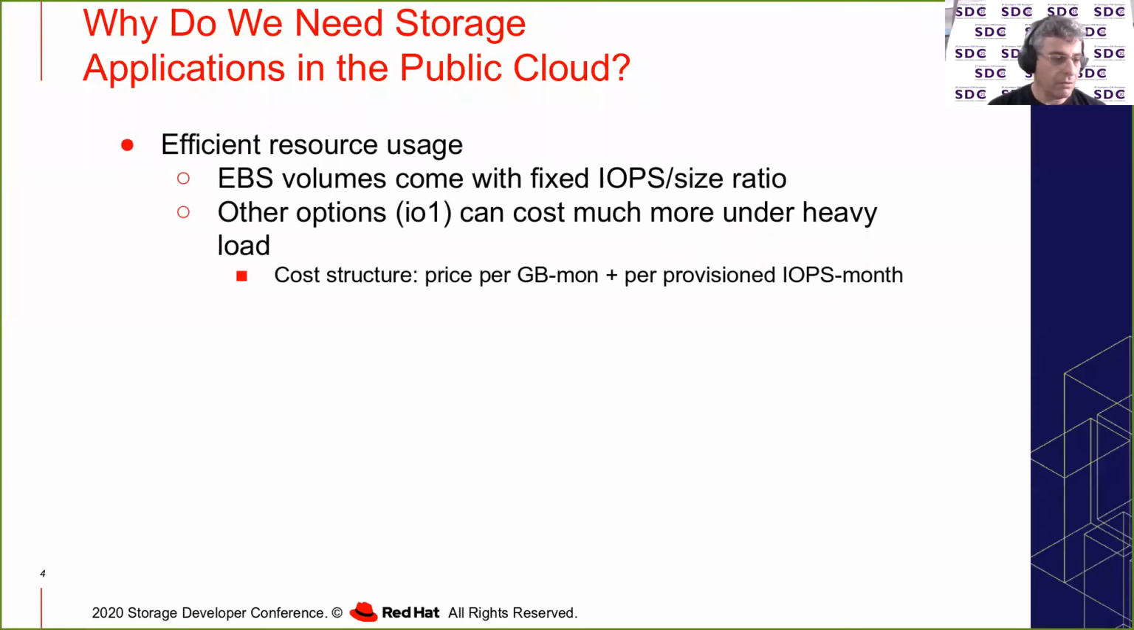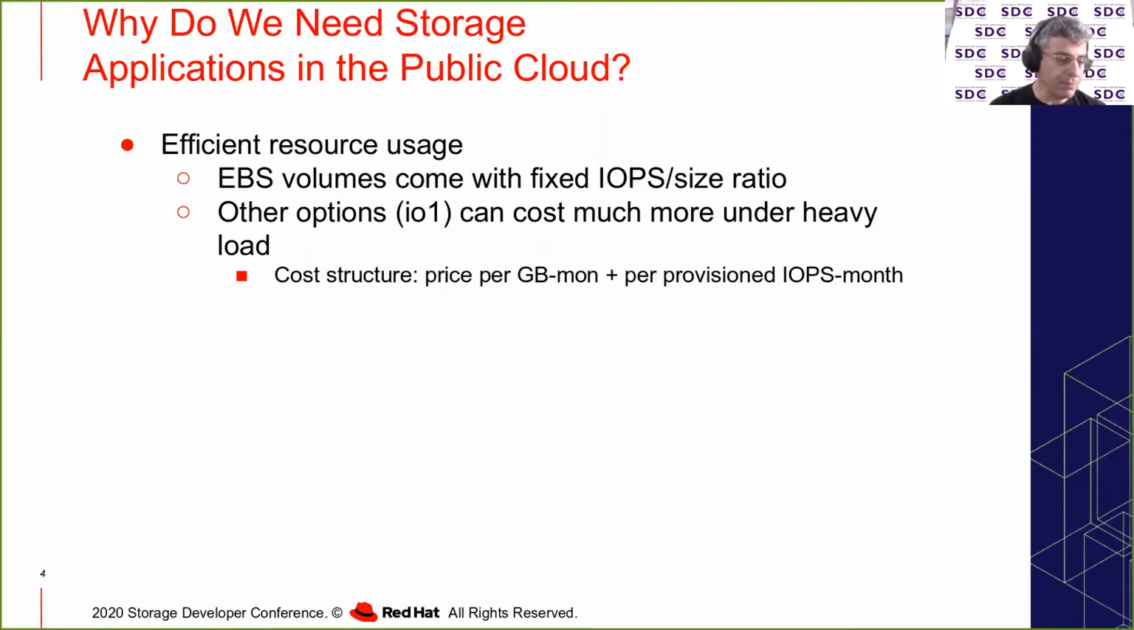First of all, resource optimization. Each cloud provider gives some sparse resource points in a multidimensional space. In the storage area, for example, Amazon gives EBS volumes with specific IOPS to size ratio. Today, 3 IOPS per gigabyte. So you can get a volume of 1 terabyte with 3K IOPS. You can get a volume of 2 terabytes with 6K IOPS, but you can't get 1 terabyte with 6K IOPS or 2 terabytes with 3K IOPS.